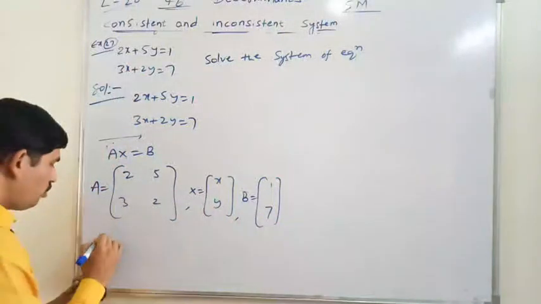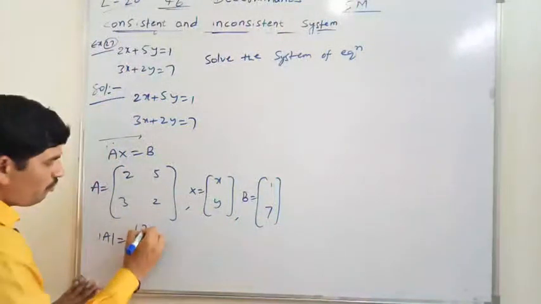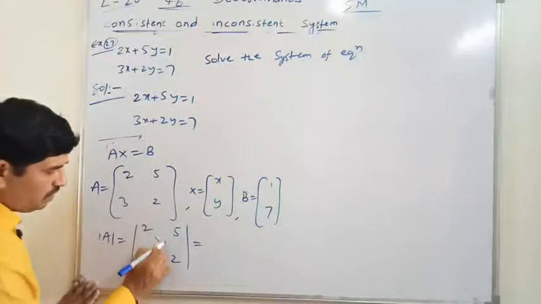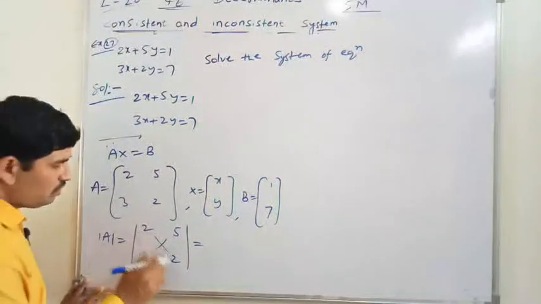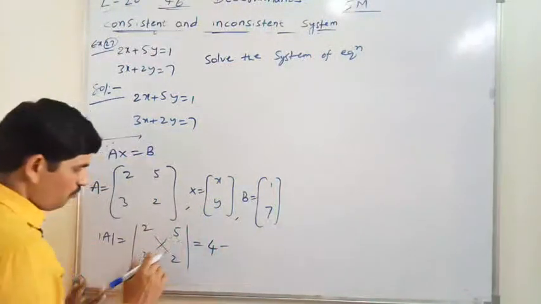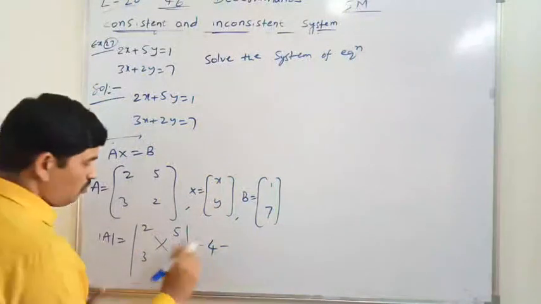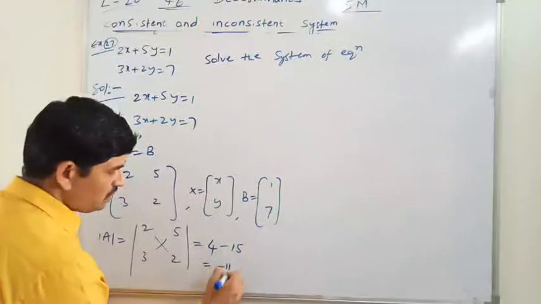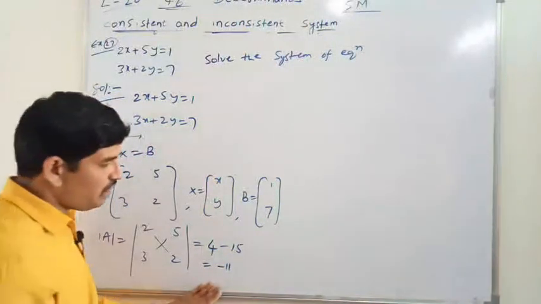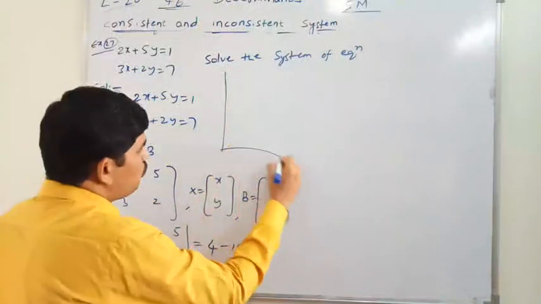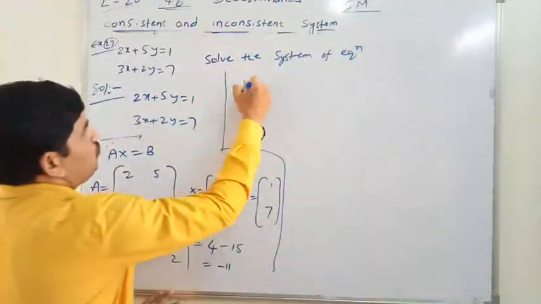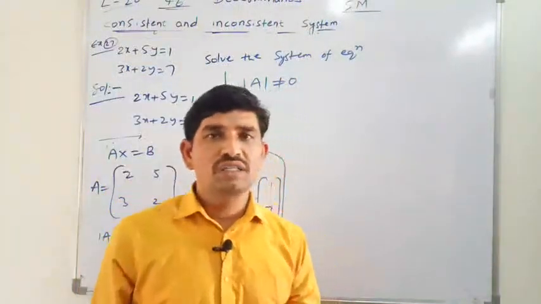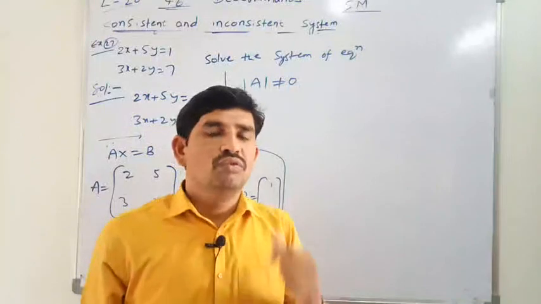After writing this, we have to find the determinant immediately. We know how to find the determinant, yes. For the 2 by 2 matrix, now I will find the determinant, just cross multiplication: 2 twos are 4, minus 5 threes are 15. Finally we got 4 minus 15 is minus 11. Determinant of A we got here is minus 11. Immediately you will say, sir, we got the determinant of A not equal to 0, yes. We got the determinant of A not equal to 0, so we are going to observe here.